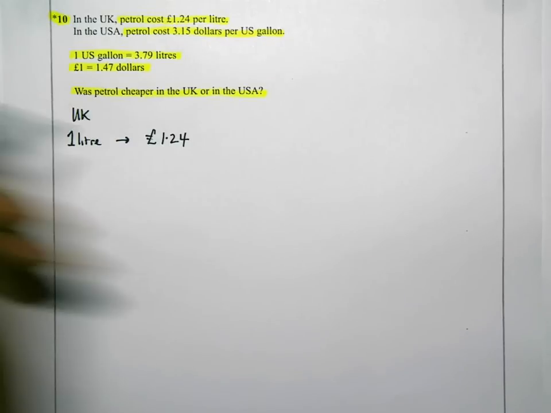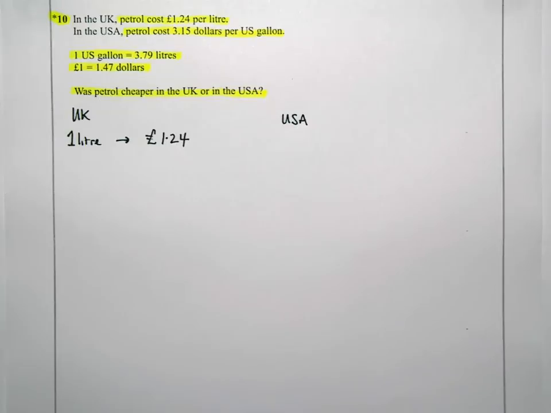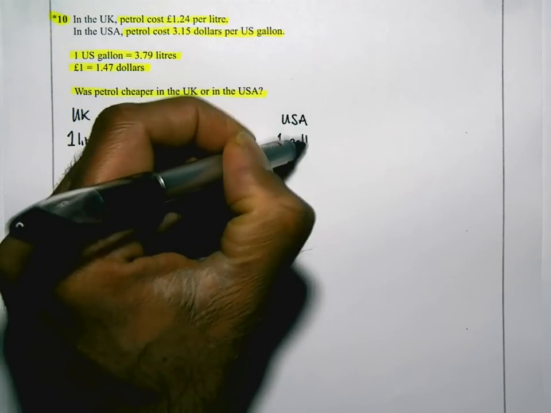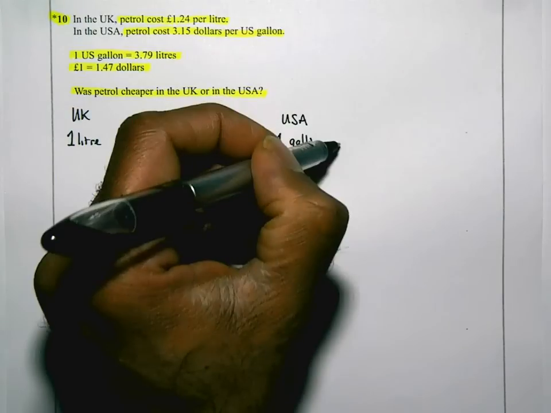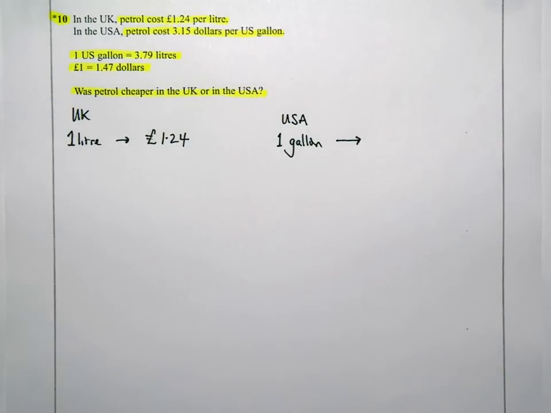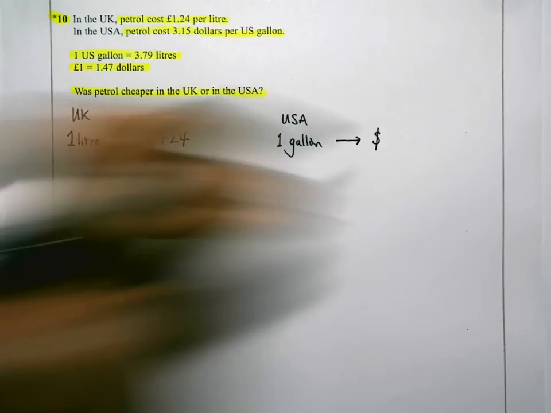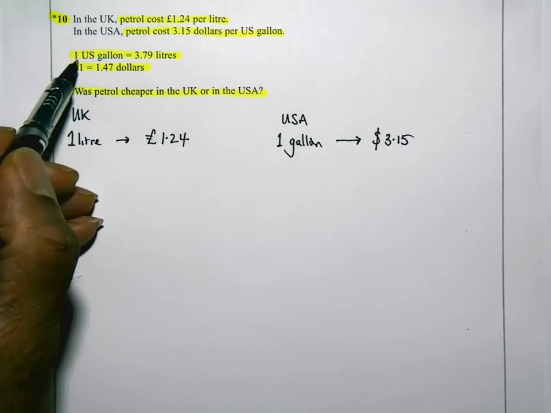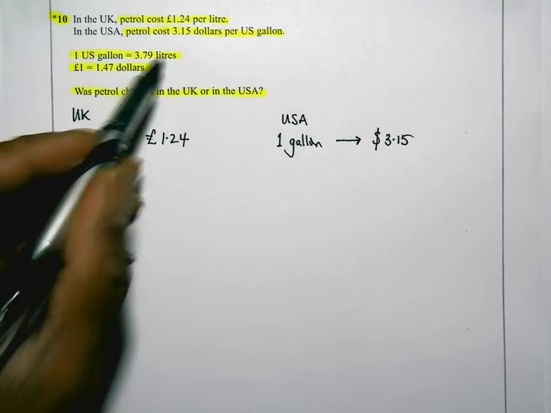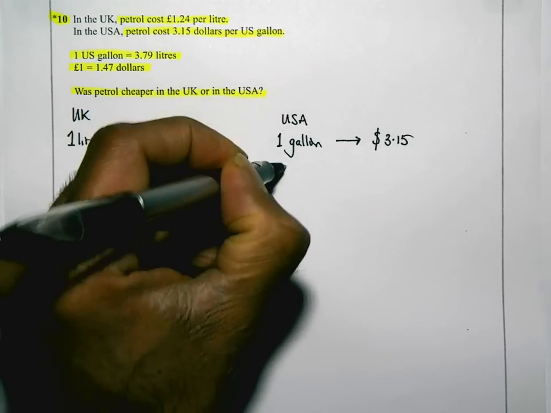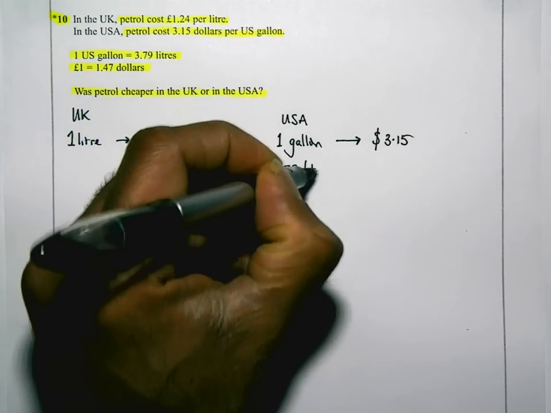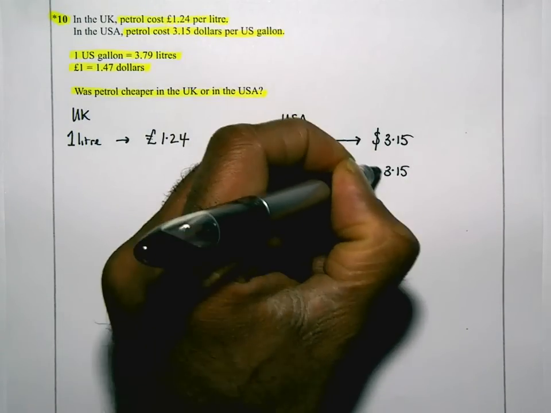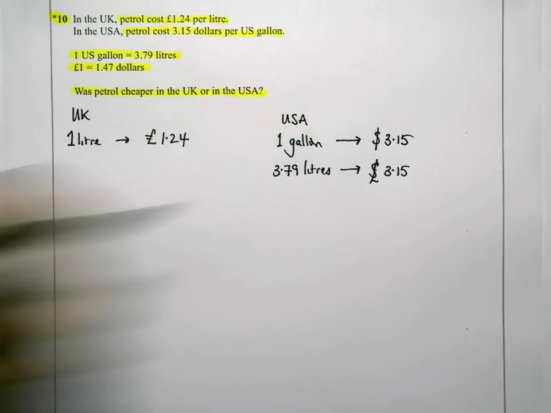In the USA, 1 gallon of petrol is going to cost $3.15. Now they've told us that 1 gallon is 3.79 litres, so that basically means 3.79 litres in the USA is going to cost you $3.15. Almost put pounds there, $3.15.